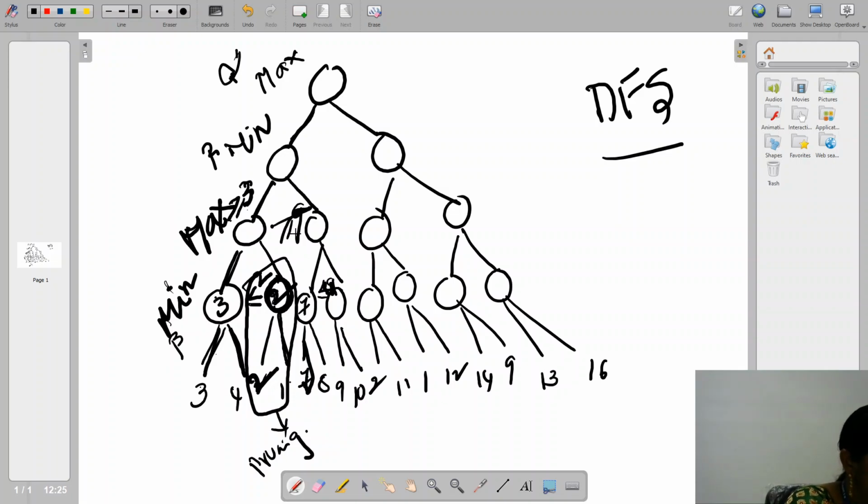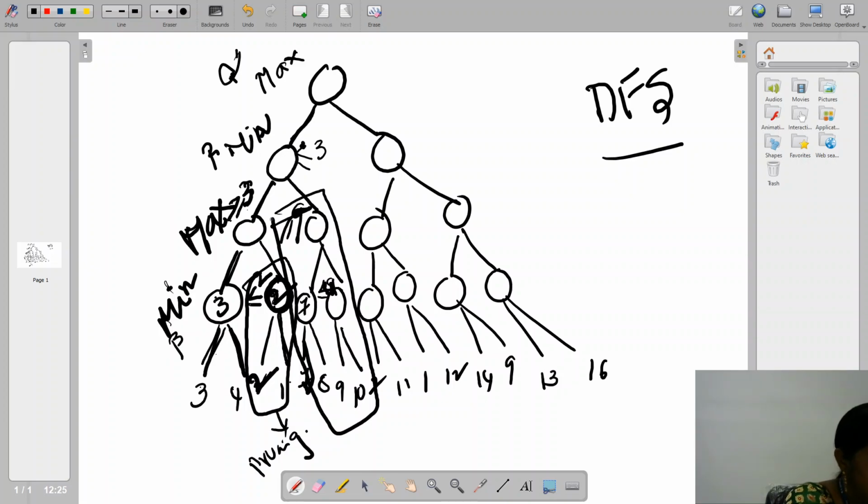Always it should be greater than or equal to 9 because we are taking this as the max. So always it should be greater than or equal to 9. But here, minimum means always it should be less than or equal to 3. But here 9 is there. Then what is the need to explore this? I am just pruning this.